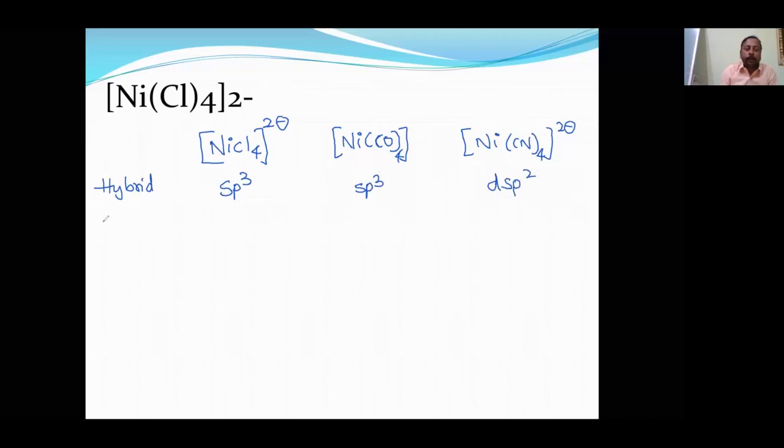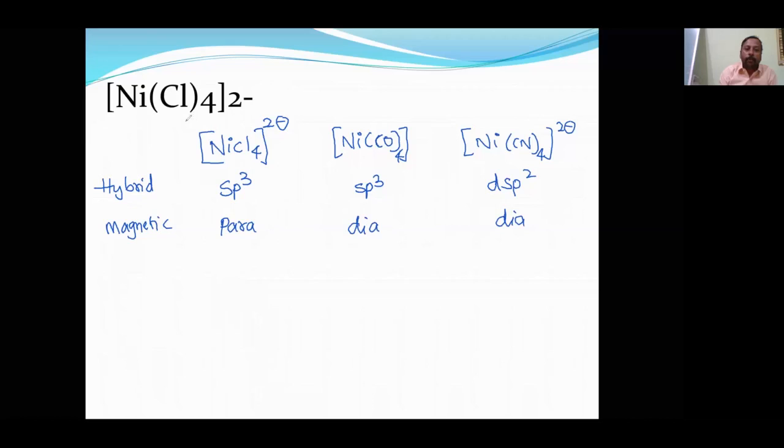Okay. Now next, what is the change? Magnetic nature. This was paramagnetic. This was diamagnetic. This is diamagnetic. Which is diamagnetic and which is paramagnetic, you can cross check.